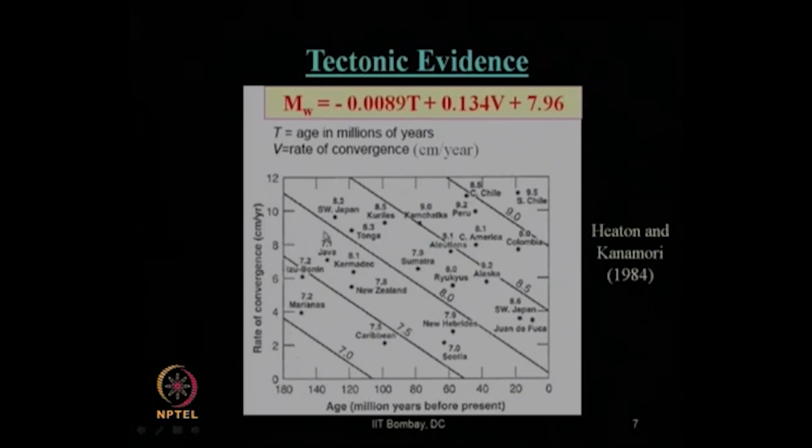Then they proposed different demarcations of area to highlight the values of various magnitudes of earthquake which they have recorded all over the world. You can see New Zealand earthquake, Sumatra earthquake, Chile earthquake, South Chile earthquake, Colombia earthquake, American earthquake, Southwest Japan earthquake, etc. So, using those points they have finally proposed this equation.